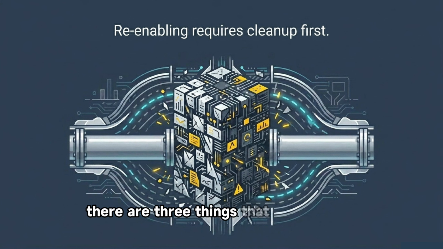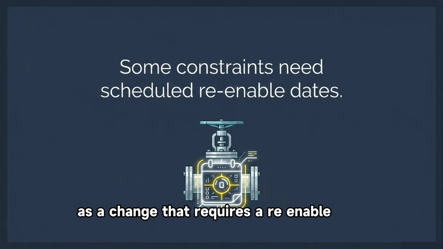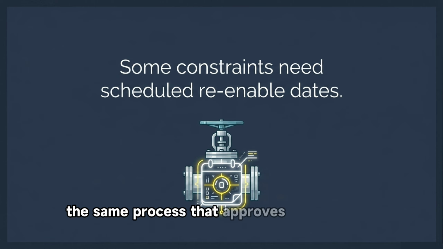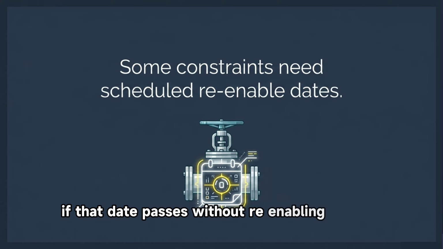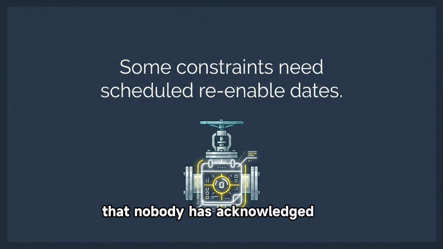There are 3 things that address this. First, treat constraint disabling as a change that requires a re-enable date. The same process that approves the disabling should require a specific date by which the constraint will be restored. Not a plan to restore it, a date. If that date passes without re-enabling, an alert should fire. A constraint that is disabled without a scheduled re-enable is not a temporary measure. It is a permanent removal that nobody has acknowledged yet.